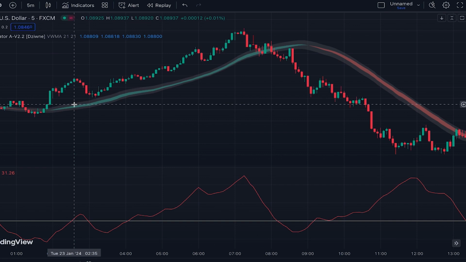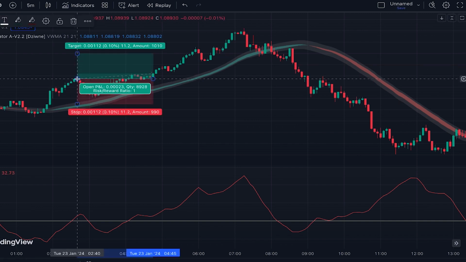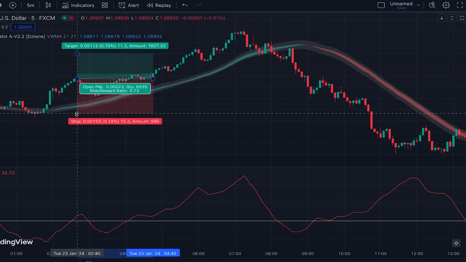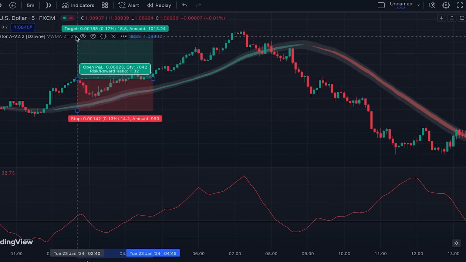In this case, the ribbon is green, so it's a long position signal, and we can enter a long position here at this point where this new candle is opened. The stop loss below the previous swing low, or below the ribbon if the previous swing low is far from our trade entry, and the profit at 1.5 risk to reward ratio.